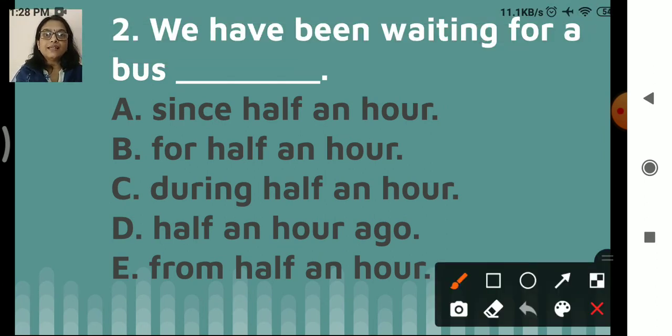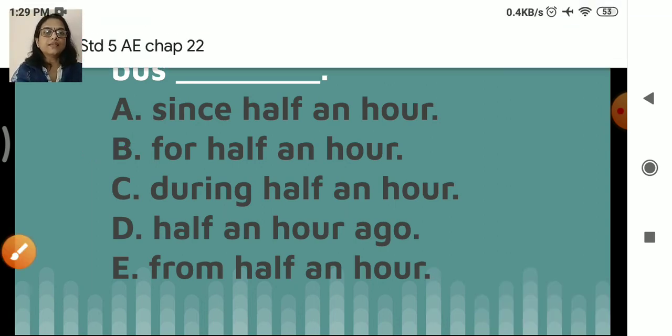The second sentence. We have been waiting for a bus. Now again, waiting for a bus since half an hour, for half an hour, during half an hour ago, or the option E, from half an hour. So what will be the exact one? It will be option B. We have been waiting for a bus for half an hour. Okay, till now you are waiting for the bus.